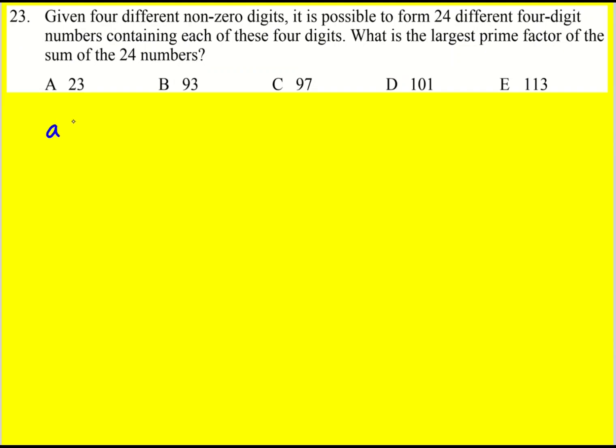For a four-digit number, let's call it ABCD, there's four ways I can pick the first number, then three ways for the second, then two ways for the third, one way for the fourth, which is where the 24 comes from: 4 times 3 times 2 times 1. But then I'm going to be able to write A in the thousands digit in six different ways, because it's 24 divided by 4. I'm actually going to write them down.